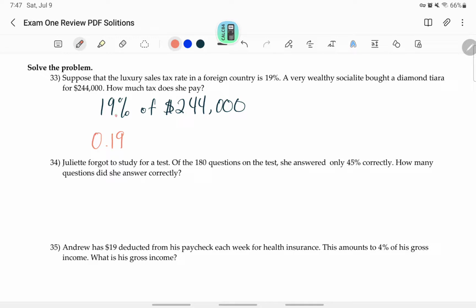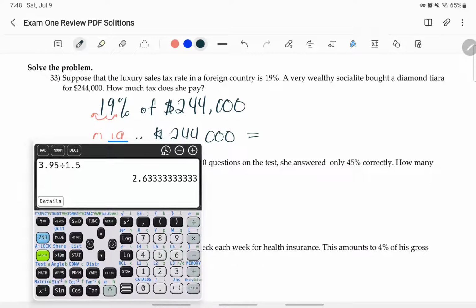Or take your decimal at the end of the number and move it 2 spaces to the left. Can't tell my right from my left. And we're going to multiply that with $244,000. And whatever we get is the answer to the question.